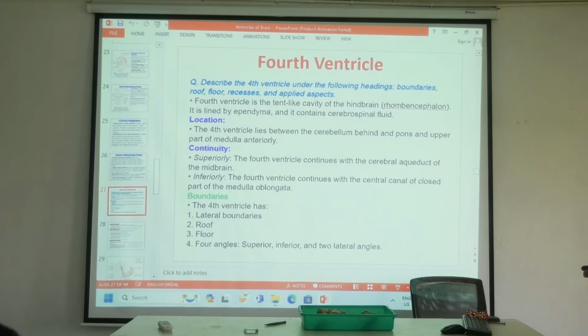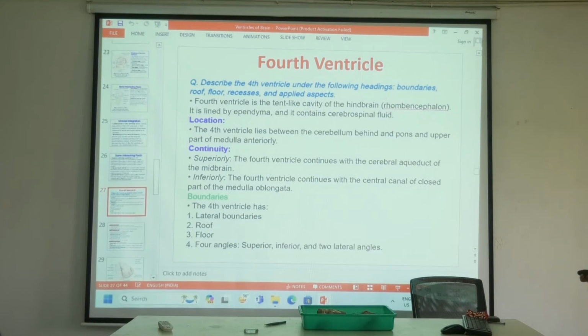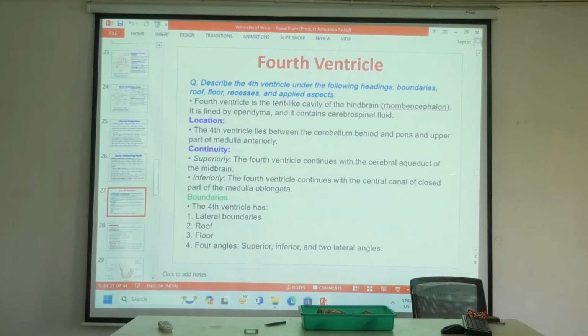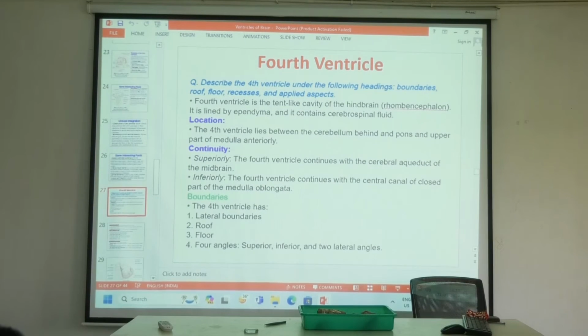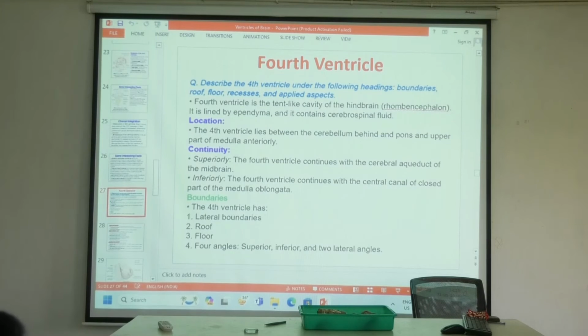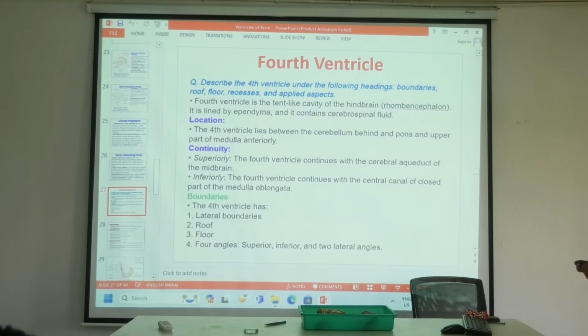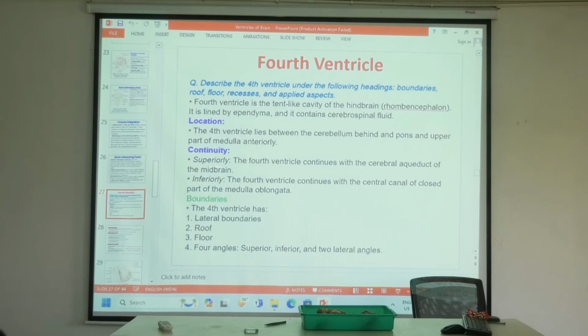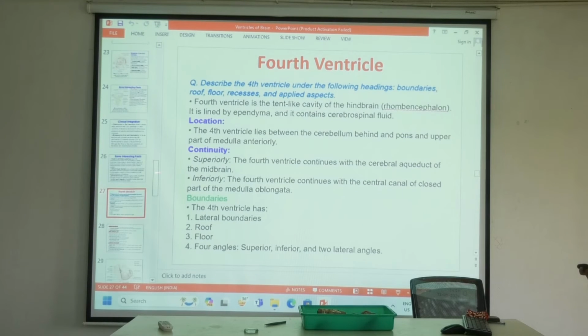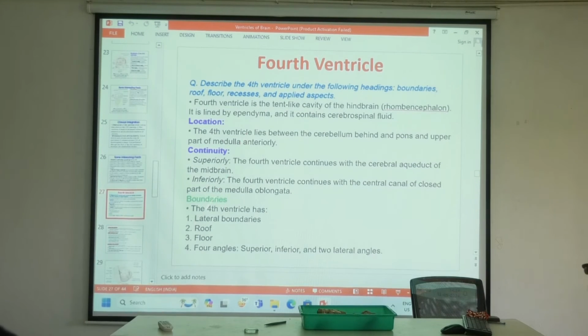Now the continuity. Continuity superiorly, the fourth ventricle continues with the cerebral aqueduct of the midbrain. And inferiorly, the fourth ventricle continues with the central canal of the closed part of the medulla oblongata. So this is continuity superiorly and inferiorly.